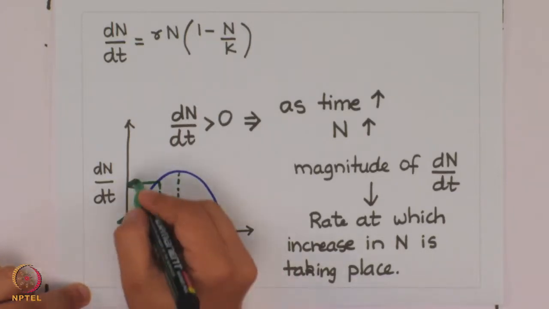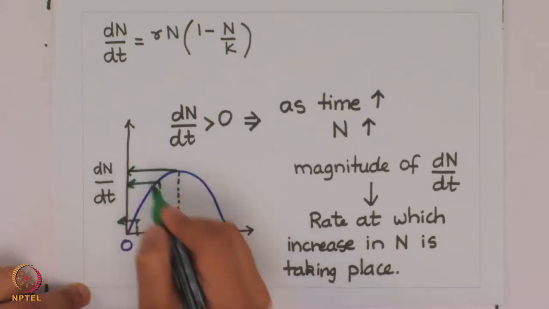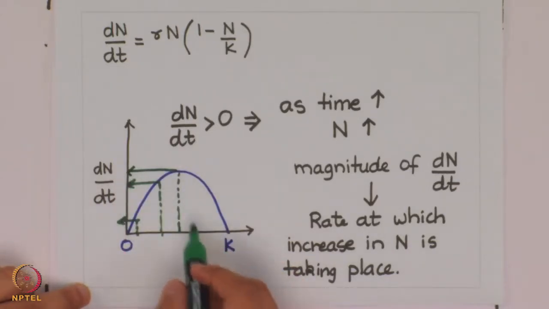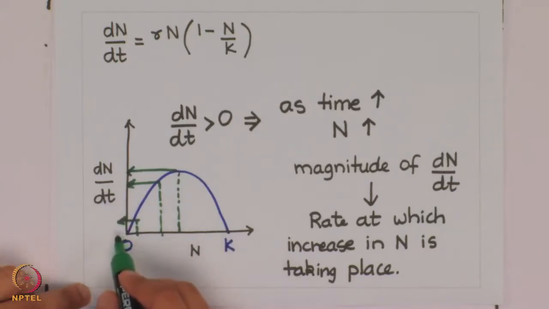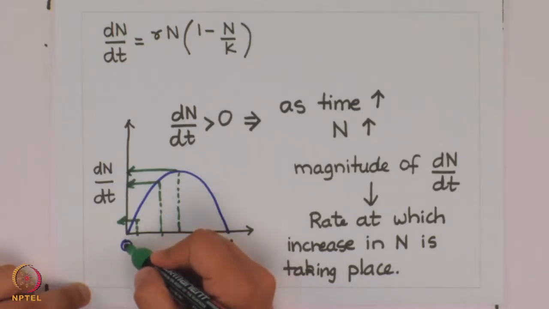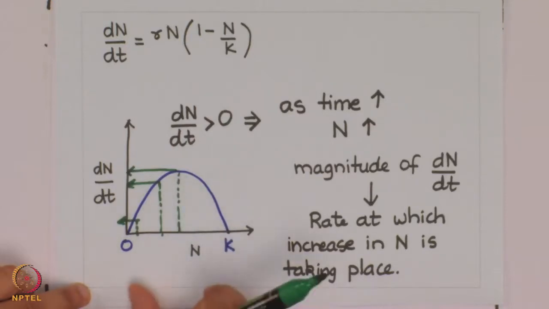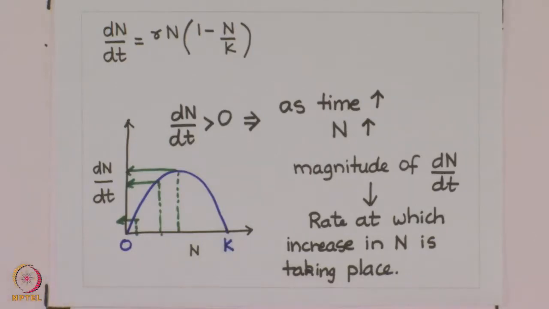From this graph, I can see that there is a peak value which occurs somewhere between 0 and k, at which the rate of increase of population with time is maximum. After that, as n increases further, the rate of increase of n with time decreases, and eventually the system wants to stop at n equal to k. Hence, when the number of bacteria in the population reaches k, dn by dt is equal to 0 and the population is no longer increasing with time. So the rate of increase of n with time first increases, reaches a maximum somewhere between 0 and k, and then starts to decrease and come back to 0 as n approaches k.